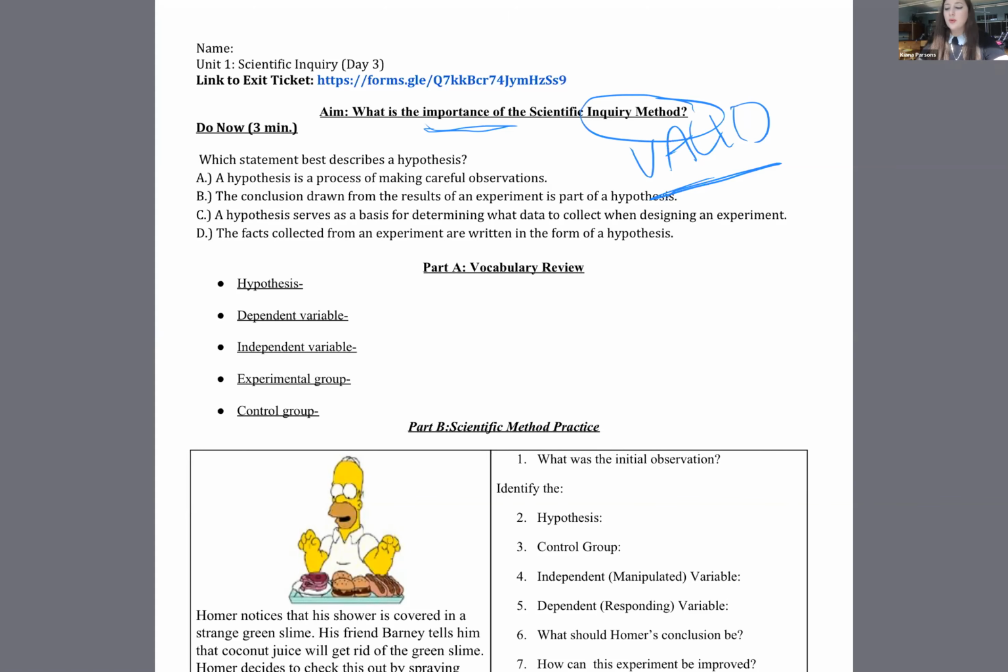I feel like Dora the Explorer waiting for you guys to answer, but the answer is obviously C, right? So a hypothesis is a testable guess. Ooh, testable guess, you can barely read that. That is used as the foundation of an experiment. And now that takes us to part A, the vocabulary review.